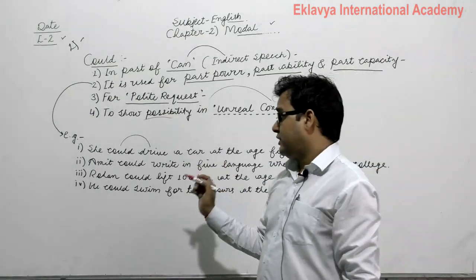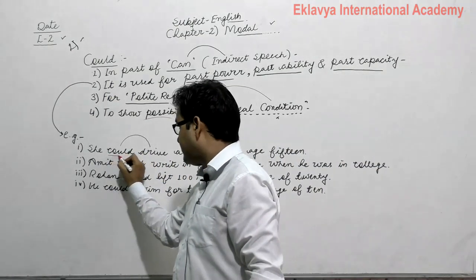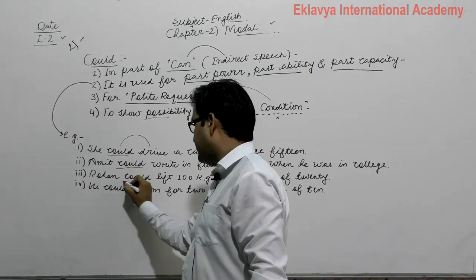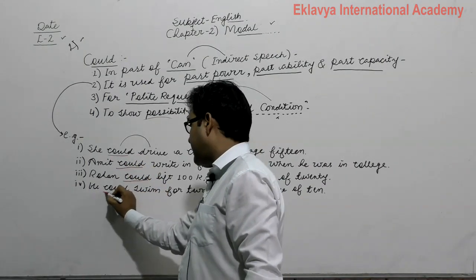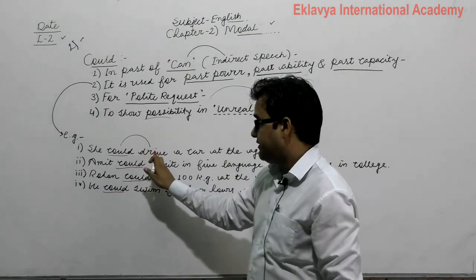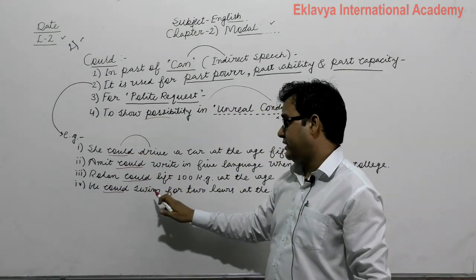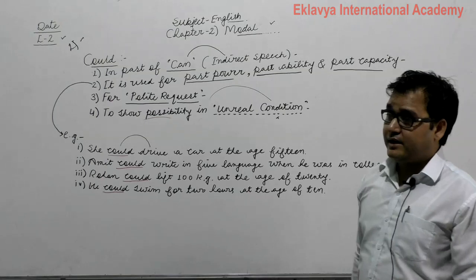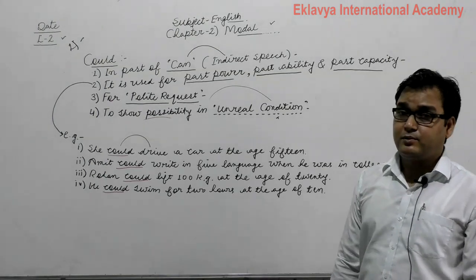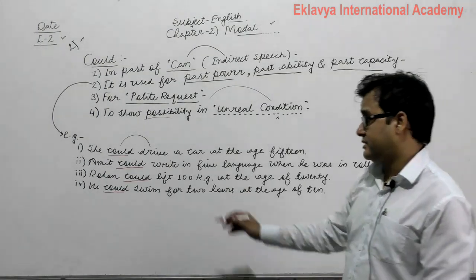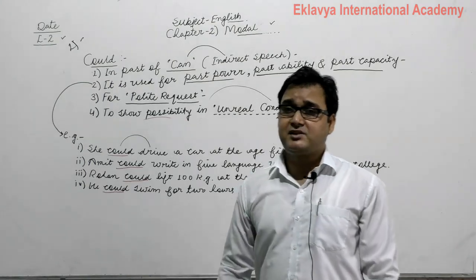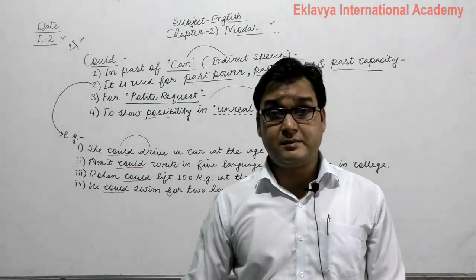Don't forget that I have used could. I have used could here, I have used could here everywhere, and the same model proceeds with first form, first form, first form, and first form. Is it clear? Don't forget that models always proceed with the first form in active sentences. अब यहाँ पे हम क्लियर करेंगे कि पास्ट पावर कैसे है, पास्ट कैपेसिटी कैसे, पास्ट एबिलिटी कैसे.